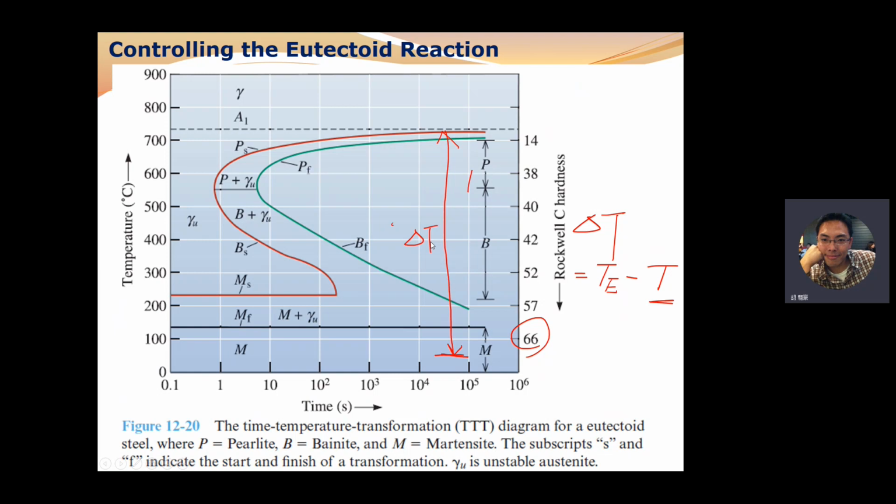Okay, if I just wanted a Rockwell hardness of about 40, so the delta T is in the range to here. You get what I'm saying? Like for here, this delta T is about 700 something, and for this delta T is about 200 something, right? So if we want to control the mechanical properties such as hardness, the delta T is the driving force.